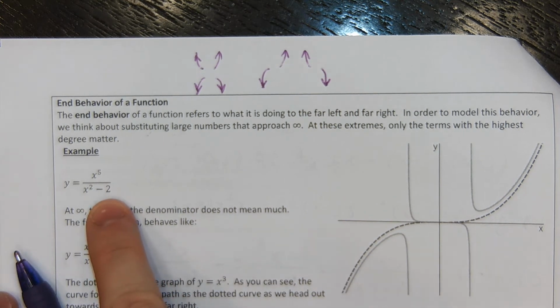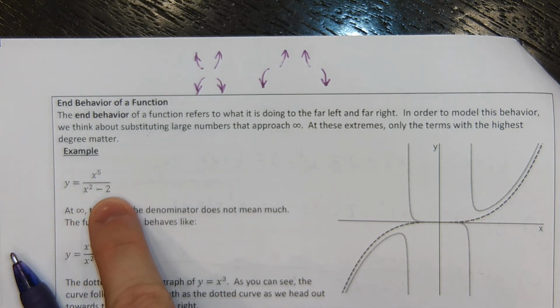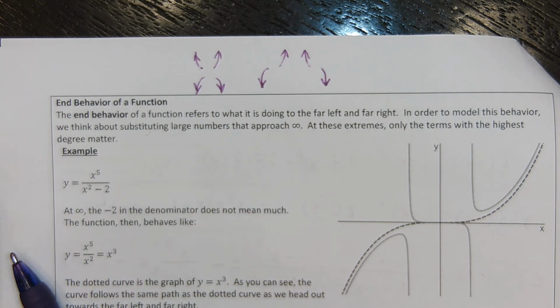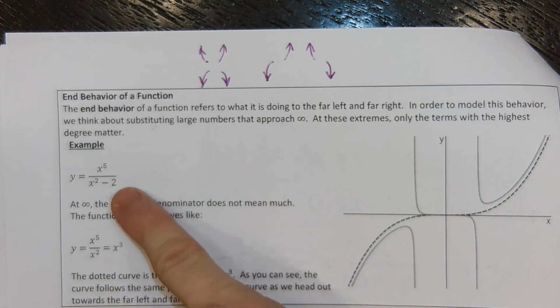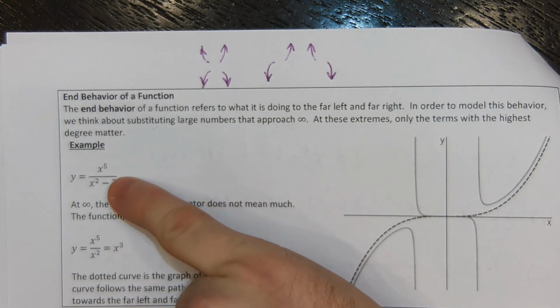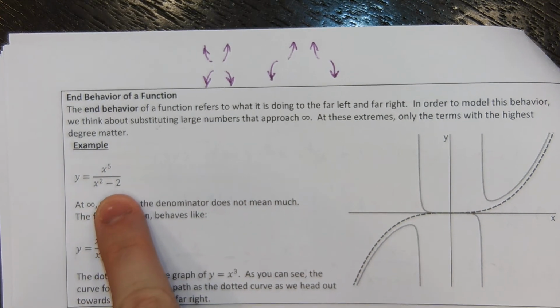How much does this minus 2 really mean? I mean, in gigantic number to the fifth power, gigantic number squared. Oh, by the way, subtract 2. Is it really making a difference? No. At the extreme values for x, this negative 2 means nothing. And really, the farther and farther away you go from x equals 0, the less it matters.